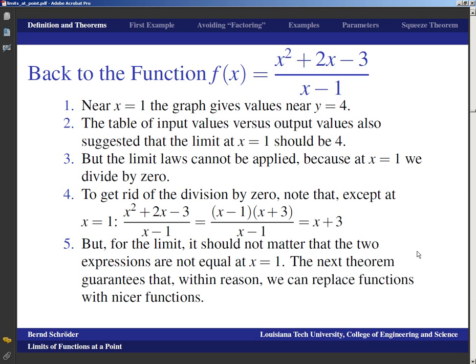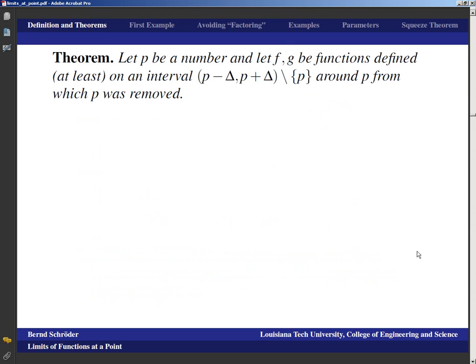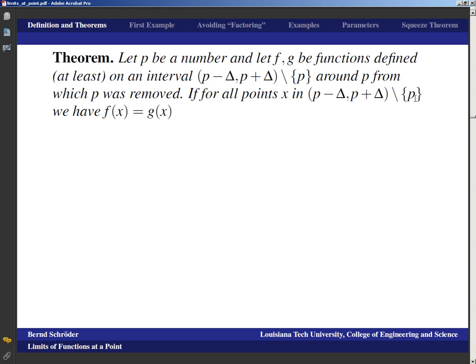The next theorem now really guarantees that within reason we can replace functions with nicer functions. It's a little bit technical, but we let p be the number where we compute the limit. We let f and g be functions defined at least on an interval around p. Basically, you can take a little step delta to the left of p, and a little step delta to the right of p. P itself is excluded. This sign here is minus for sets, so we're excluding p specifically. So these functions are defined on an interval around p from which p was removed.